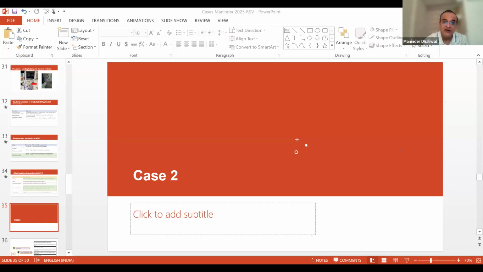So HFNC is a non-invasive functional respiratory support, but it is not a non-invasive ventilation. So do not call HFNC a non-invasive ventilation. It doesn't give pressure. It just gives a flow. So it is just a non-invasive functional respiratory support, not an NIV.